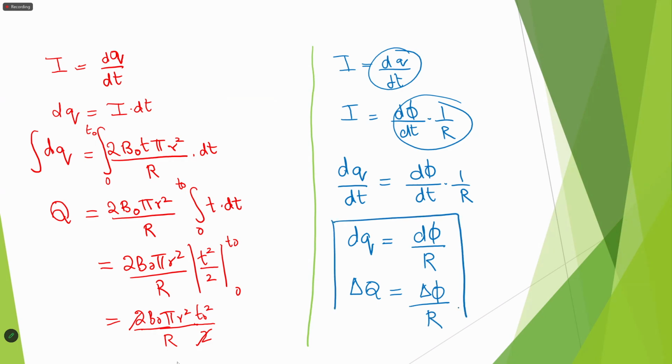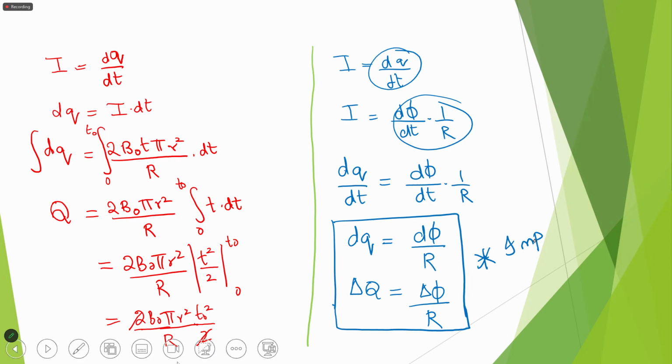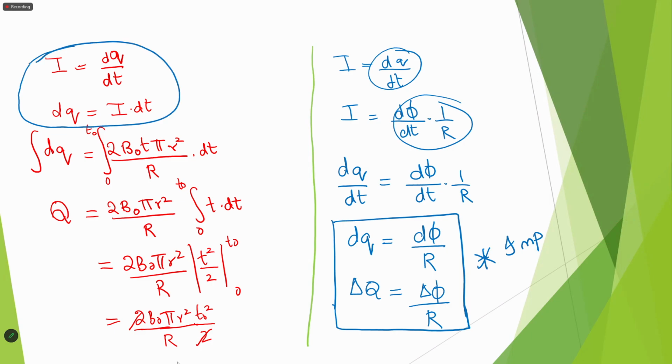What I'm trying to say here is that if you don't have current, but you have the flux, you can still get the charge. This is very important. And the derivation that I did there is also very important. Please note it down. This is important, and you should also know that you have to do some integration to get the answer. So this is the first part.